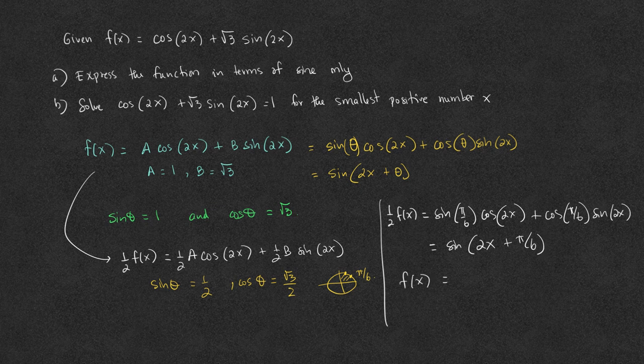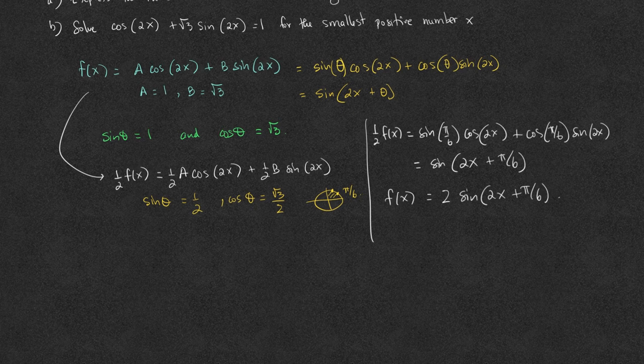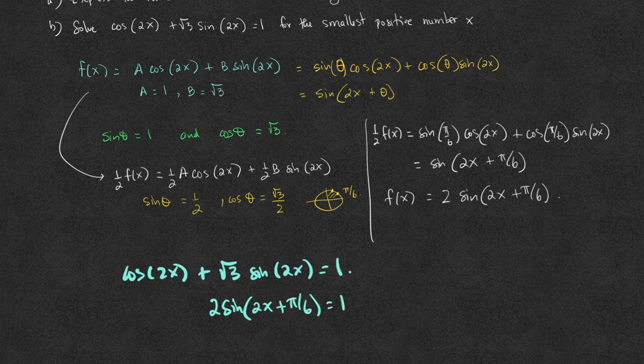Therefore, f of x equals 2 sine of 2x plus pi over 6. This equation is in terms of sine only, and that is what we were asked to do. We need to solve this equation: cosine of 2x plus root 3 sine of 2x equals 1. This expression is 2 sine of 2x plus pi over 6 that we just found.